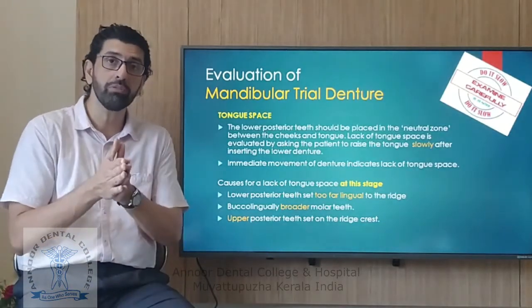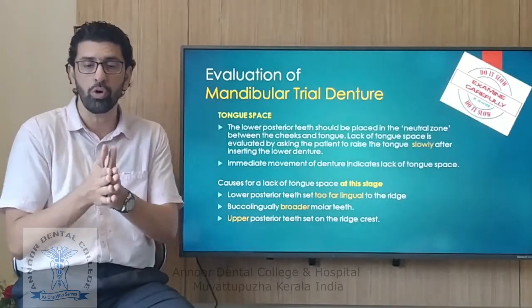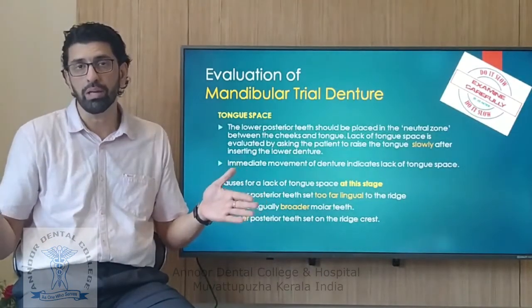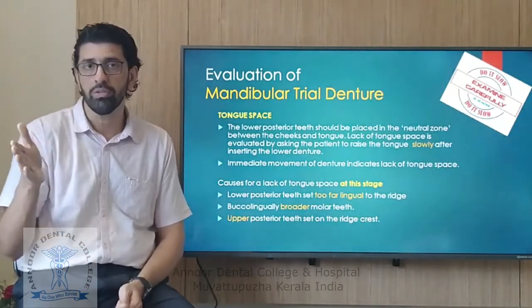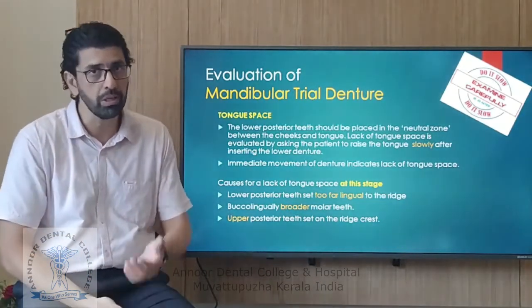Second, you use teeth that were too far wide buccolingually. So your selection of teeth went wrong. You choose teeth that are too far wide, even though you place it on the crest of the ridge. The lingual aspect of the tooth is too wide, and so it's encroaching upon the tongue space.